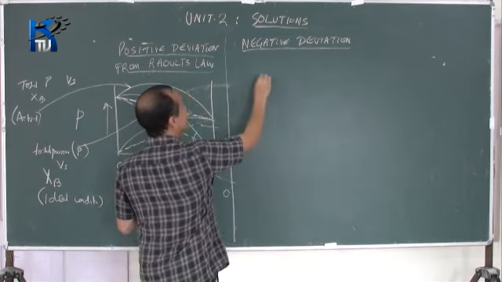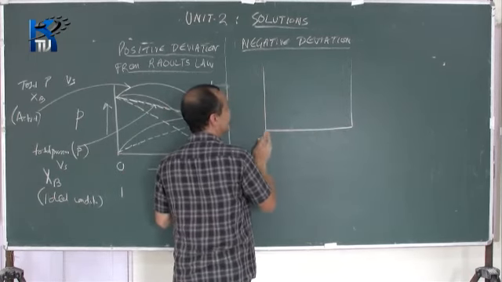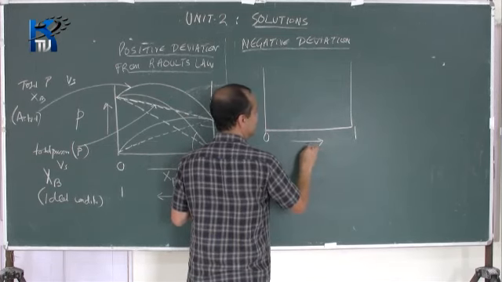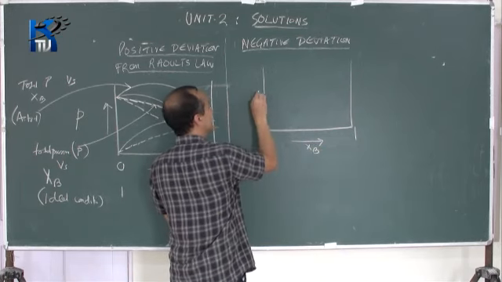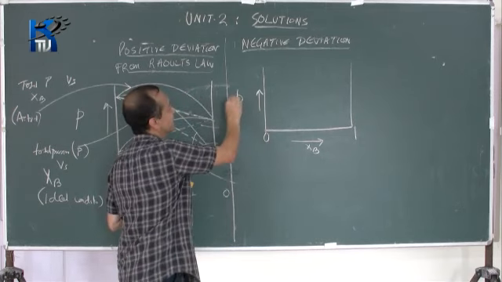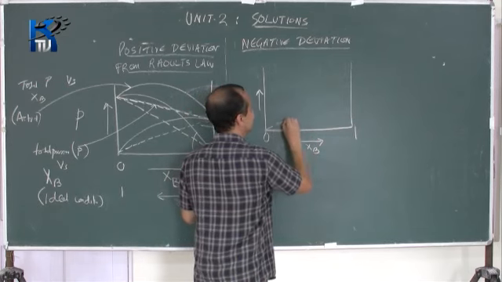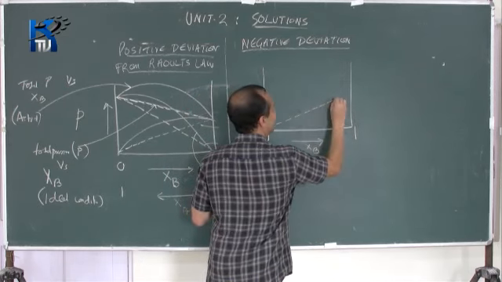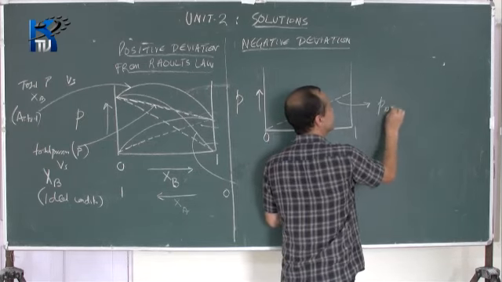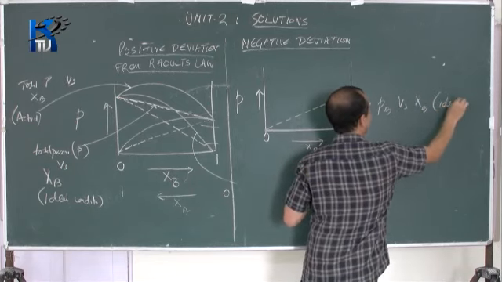Okay, so in negative deviation, again we can draw the axis. This x axis represents XB, and the y axis represents the partial pressure of the components, let's call it small p. Let this be the expected or the ideal graph, similarly, PB versus XB. Okay, this is ideal condition.